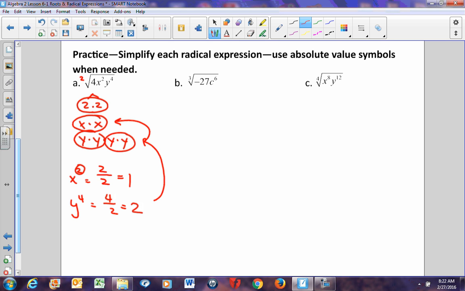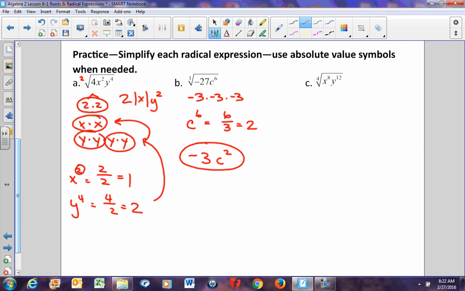So I have 2. I took an odd number of x's out, so that's the absolute value of x. I took an even number of y's out, so y squared. So 2 absolute value of x, y squared. And you still leave the variables in alphabetical order. Now we have a cube root, negative 27x to the 6th. Right? The cube root of negative 27 is negative 3, because negative 3 times negative 3 times negative 3. Remember, x to the 6 is going to be 6 divided by 3, so I can take out 2 of them. So I have negative 3x squared. And there we have the answer to B.